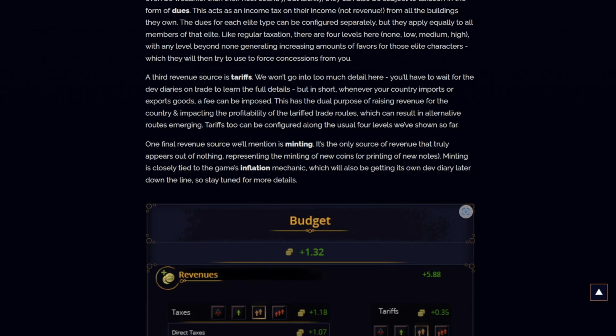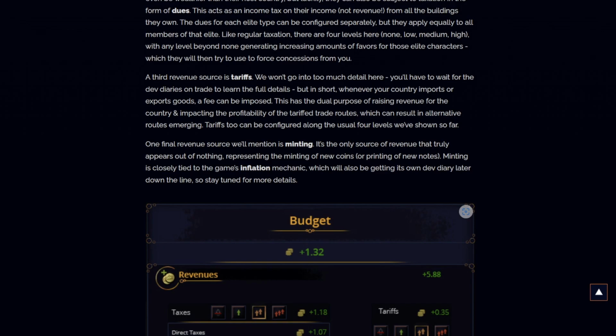We won't go into much detail here. There's going to be a full dev diary on trade. Well, that'd be good to read. But in short, whenever your country imports or exports goods, a fee can be imposed. This is a dual purpose of raising revenue for the country and impacting the profitability of tariff trade routes, which can result in alternative routes emerging. Tariffs too can be configured along the 4 levels we've shown before.